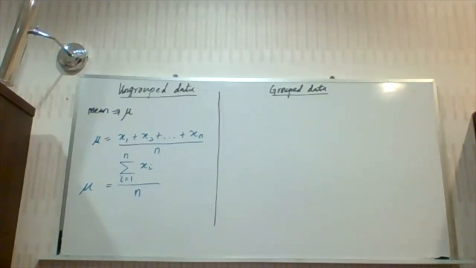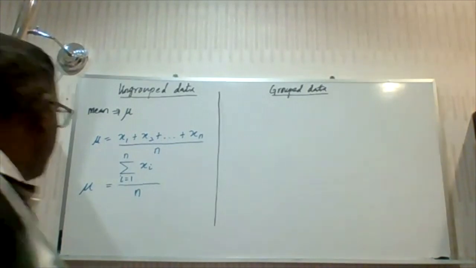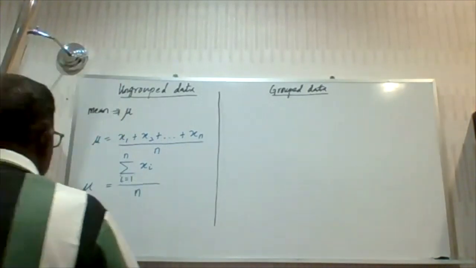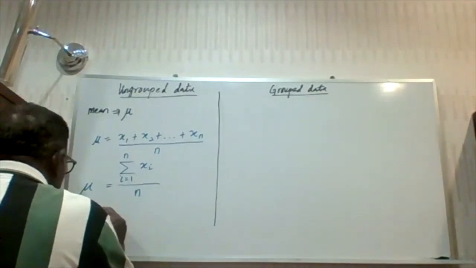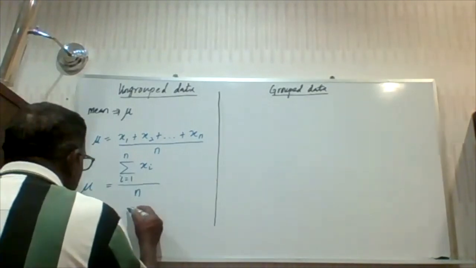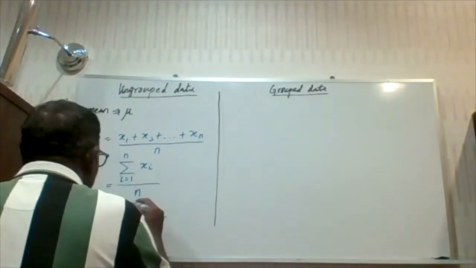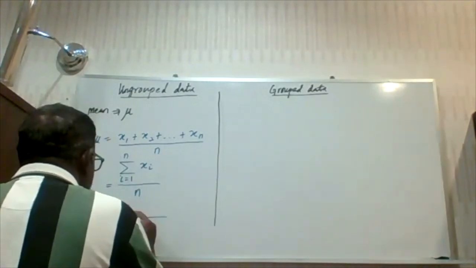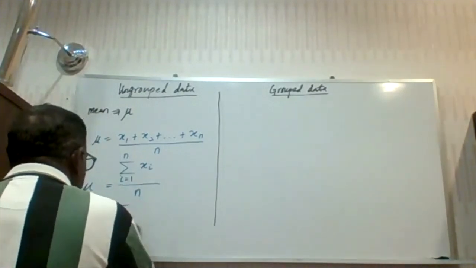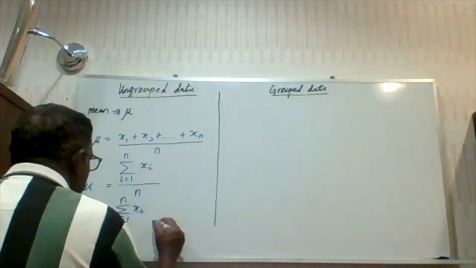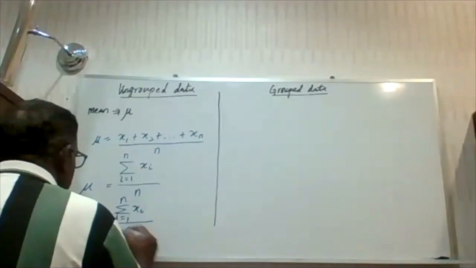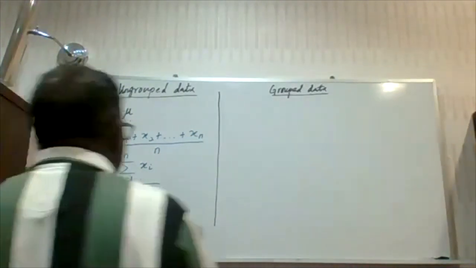If you have group data, then how will it be? Now, remember, your mean could also be written as x bar. It's customary to write the mean in the form of x bar, because quite often we use that, so we stick to that. So i equals 1 to n of xi. That's all the symbols you need to use.